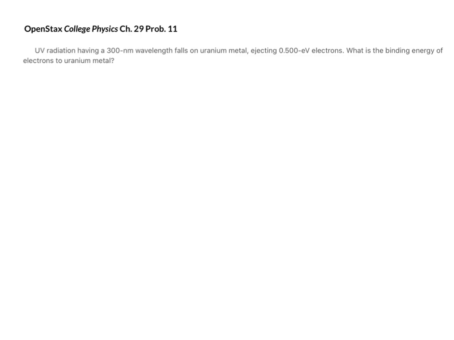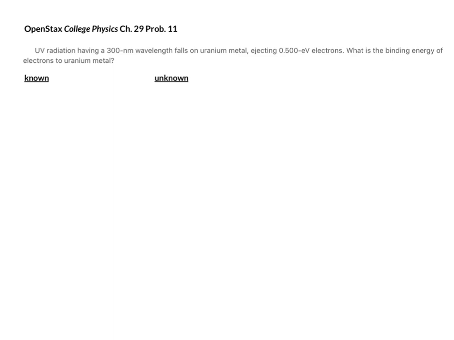Let's look at problem 11 from OpenStax College Physics, Chapter 29. UV radiation having a 300 nanometer wavelength falls on uranium metal, ejecting 0.5 electron volt electrons. What is the binding energy of electrons to uranium metal?